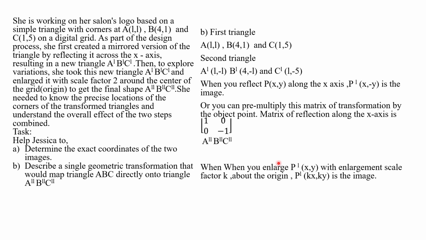So when I enlarge a point about the origin with enlargement scale factor of k, go ahead and multiply that enlargement scale factor with each point. So these are the image coordinates of the last triangle, or the third: 2, negative 2; 8, negative 2; and C, we have 2, negative 10.